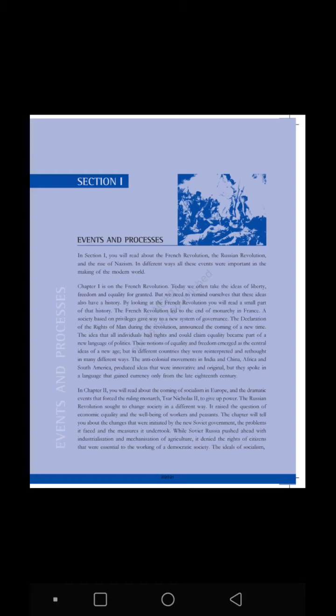While Soviet Russia pushed ahead with industrialization and mechanization of agriculture, it denied the rights of citizens that were essential to the working of a democratic society. The ideals of socialism, however, became part of the anti-colonial movements in different countries. Today, the Soviet Union has broken up and socialism is in crisis, but throughout the 20th century, it has been a powerful force in the shaping of the contemporary world.